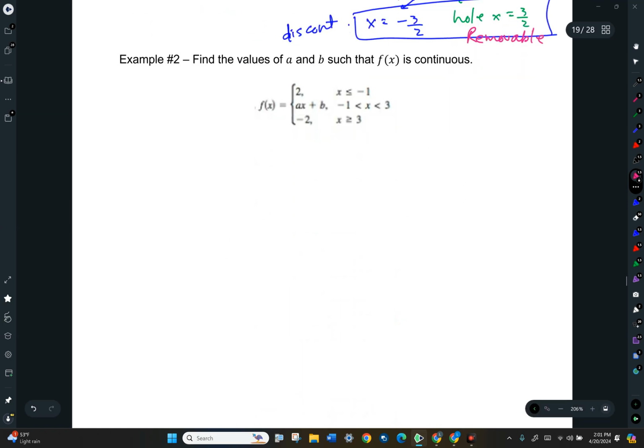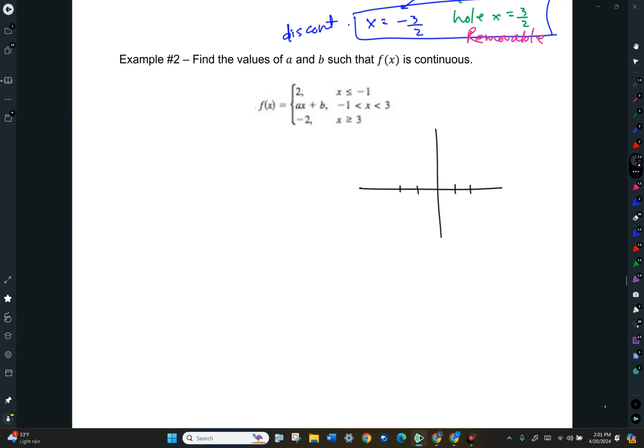Look at example 2 over here. Find the values of a and b such that f of x is continuous. Okay. So I have a piecewise function, right? So assuming each piece by itself is continuous, then what would make this overall be continuous is if all 3 pieces met up. Now, think about this. So there are 3 pieces to this graph.